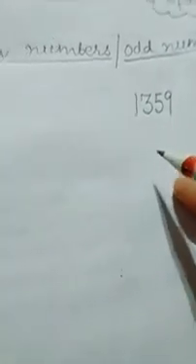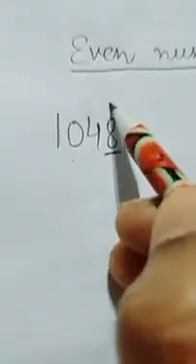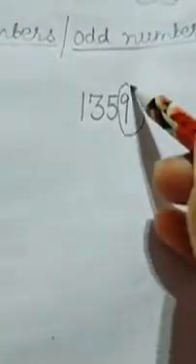Yes students, even numbers and odd numbers. For example, one number is given to us, and one more number is given to us. We will tell which of these numbers is even and which is odd. To observe even and odd, we will observe the ones place digit. As you know, the places are ones, tens, hundreds, thousands. Here the ones place digit is 8 and here it is 9.